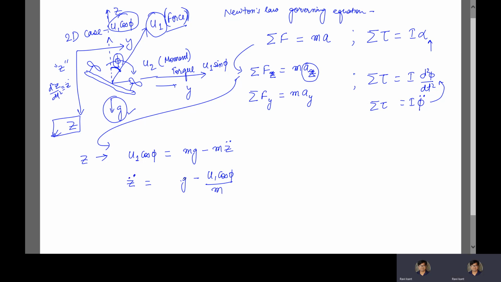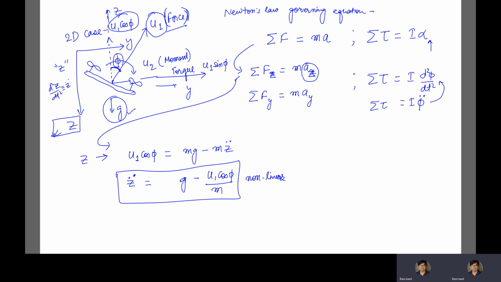So z double dot is equal to g minus u1 cos phi divided by m. This is my first governing equation. But this governing equation is non-linear in nature. We need to linearize it in order to design the controller, because it is advantageous to make your governing equations linear, since it is easy to design the controllers if your governing equations are linear in that regime.